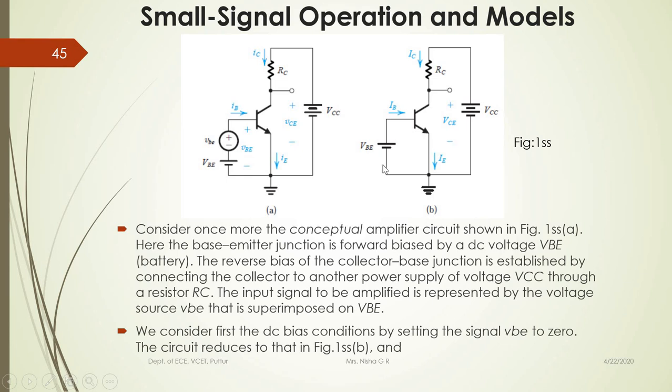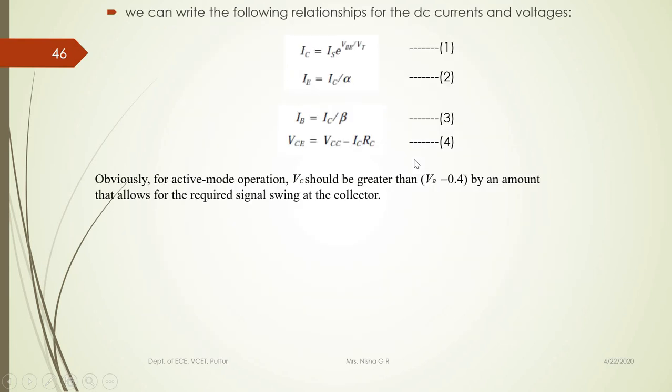Okay, so let us consider the second figure now. According to the second figure, the relationship between the DC current and the voltages is this equation, which I already know from the Shockley diode equation: the collector current IC is nothing but IS, the saturation current, times e to the power VBE by VT.